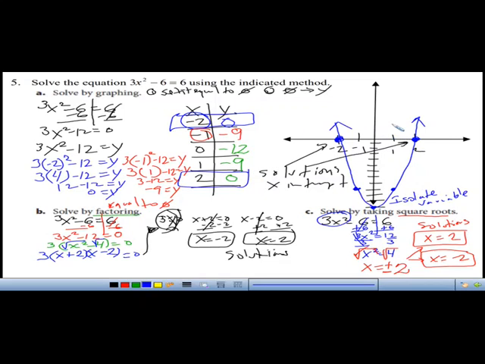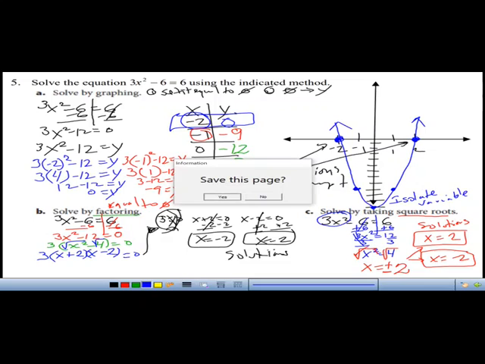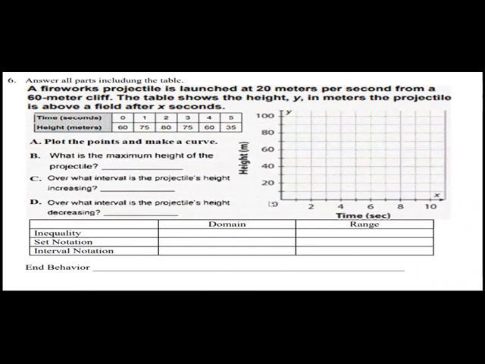That was number 5. Let's go to number 6. Bam, let's go. It reads, number 6, answer all parts including the table. A fireworks projectile is launched at 20 meters per second from a 60-meter cliff.